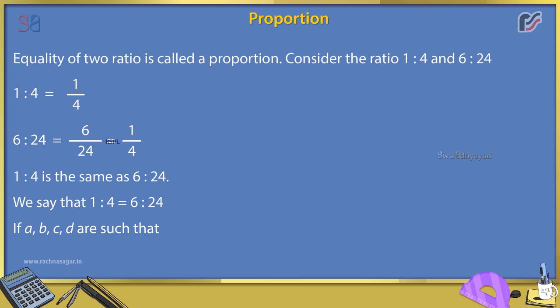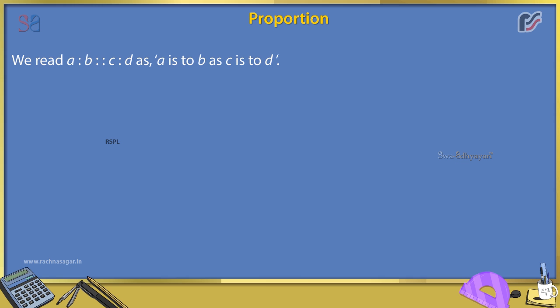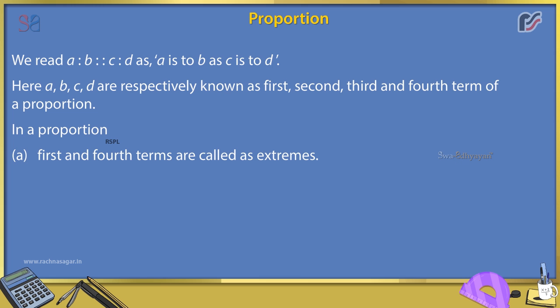If A, B, C, D are such that A is to B is equal to C is to D, then we say that A, B, C, D are in proportion. We read A is to B in proportion to C is to D, as A is to B as C is to D. Here, A, B, C, D are respectively known as the first, second, third and fourth terms of a proportion. In a proportion, the first and fourth terms are called extremes. The second and third terms are called means.